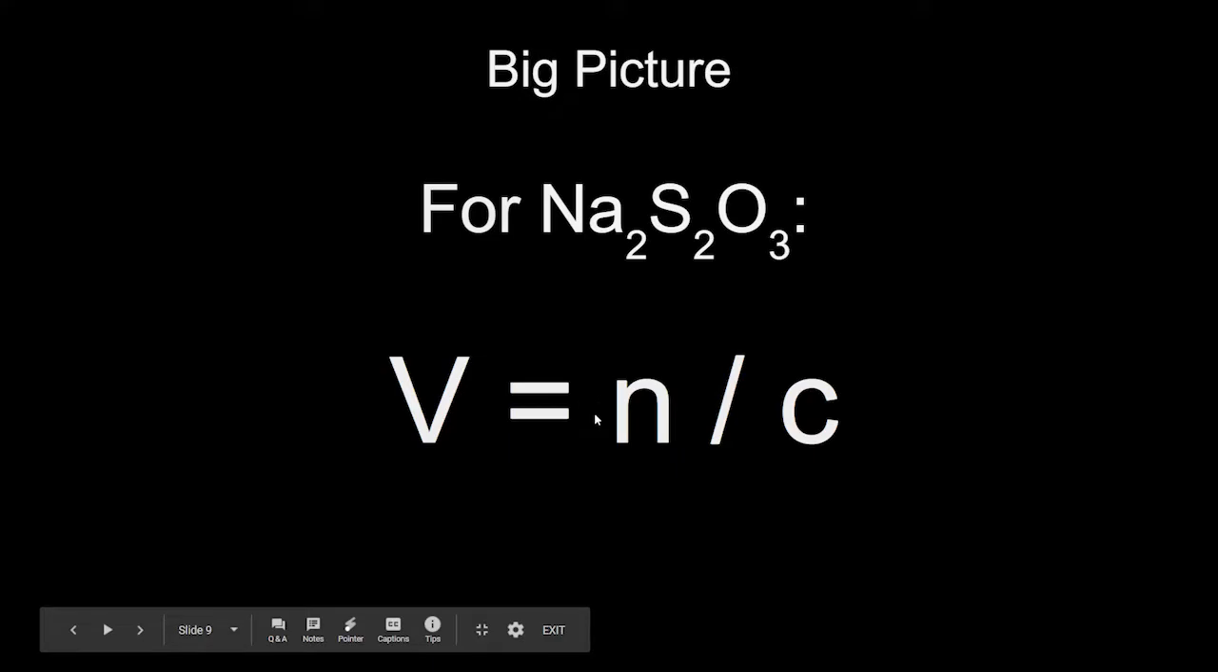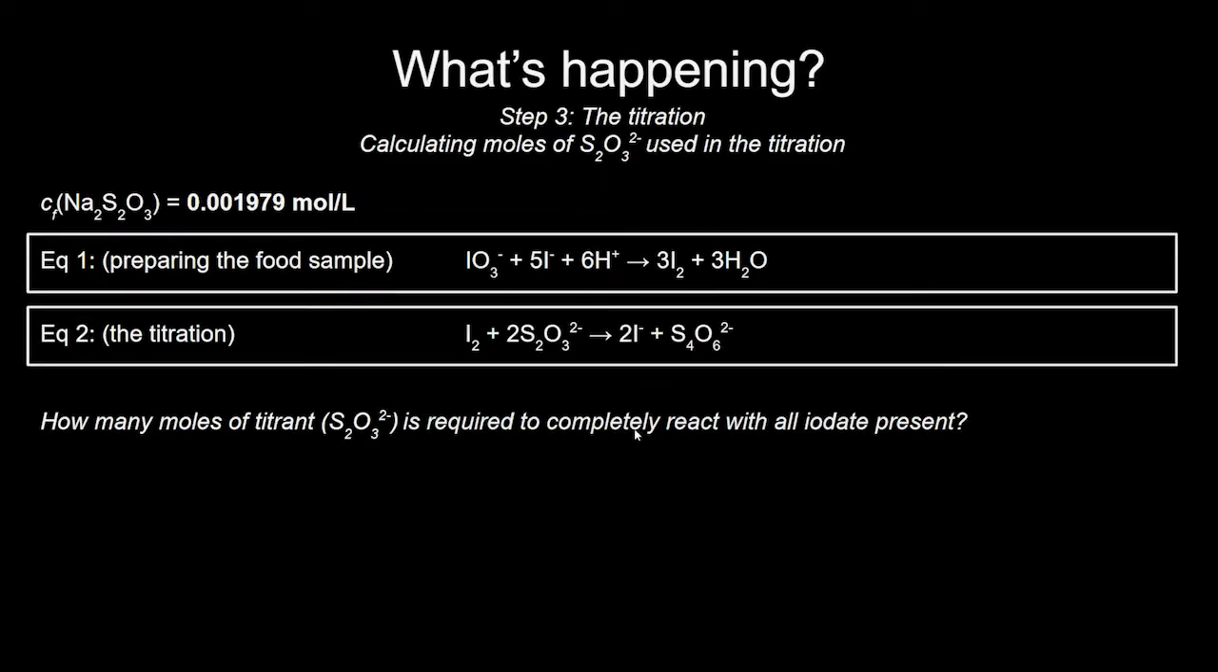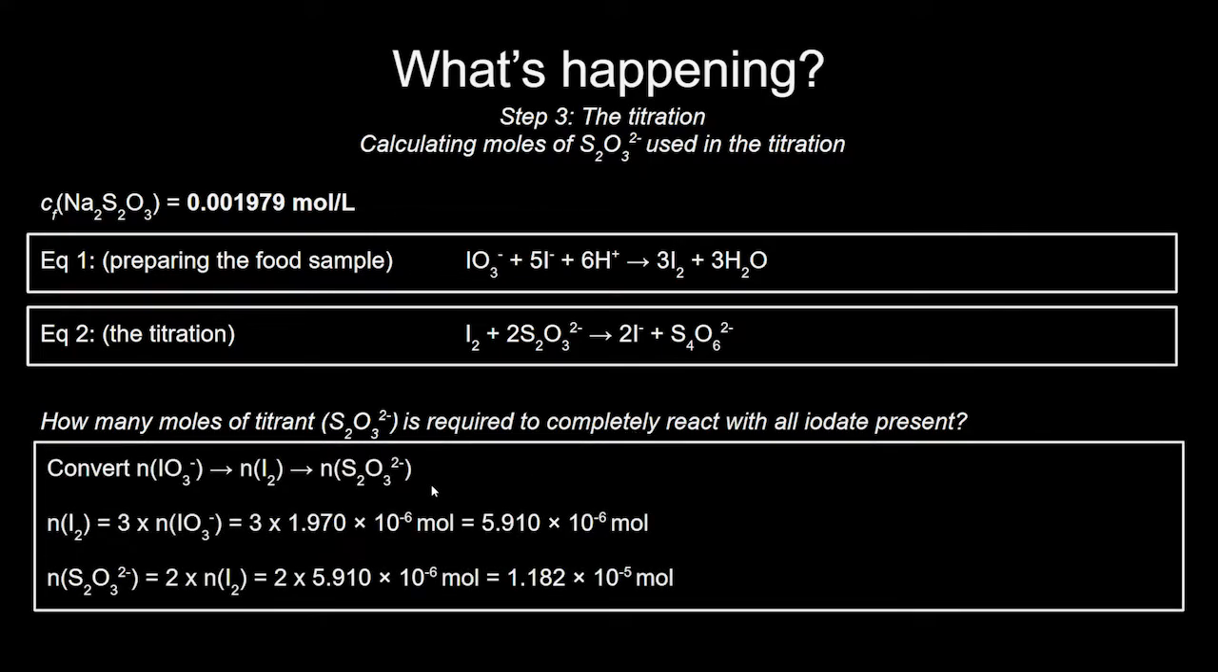Now we're going to calculate the number of moles of sodium thiosulfate needed to neutralize that amount of moles of iodine. I shouldn't call it neutralization because it's not an acid-base reaction. We're talking about redox reactions. So let's figure this out. The first thing we need to keep in mind is that when we prepared the sample, there is a 1-to-3 ratio between the number of moles of iodate and iodine. And then in our actual titration equation, there is a 1-to-2 ratio between the moles of iodine and the moles of thiosulfate.